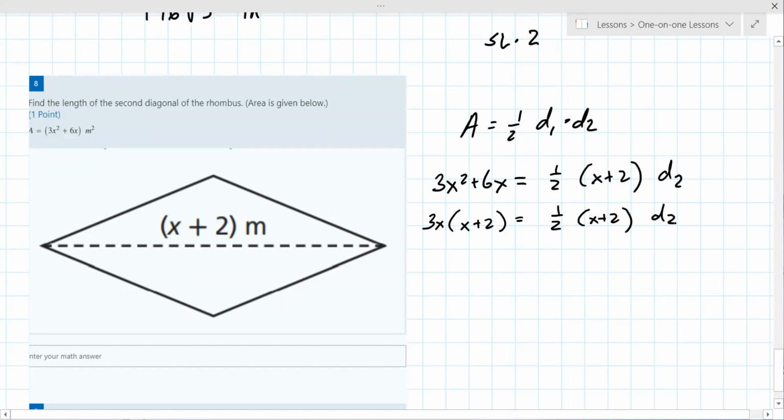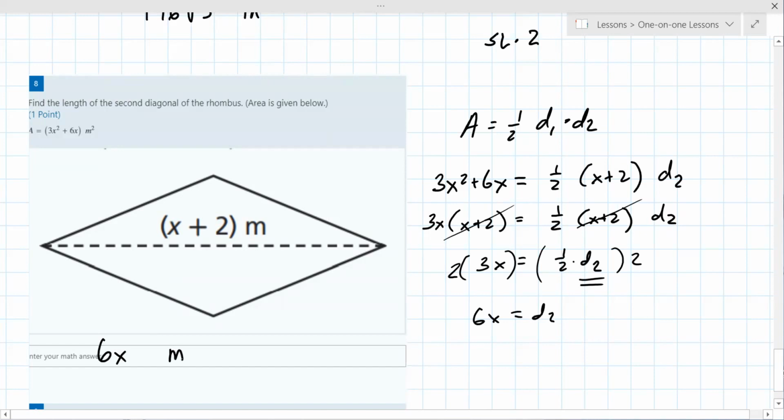Now, we wouldn't normally want to do this, but we can actually cancel out things that are the same on both sides. So those cancel, and you have 3x equals 1/2 times diagonal 2. This is the thing you're trying to solve for. So you just have to undo this 1/2. So you multiply both sides by 2, and you have 6x equals diagonal 2. So that's your answer, and that's in meters because lengths are in single units.